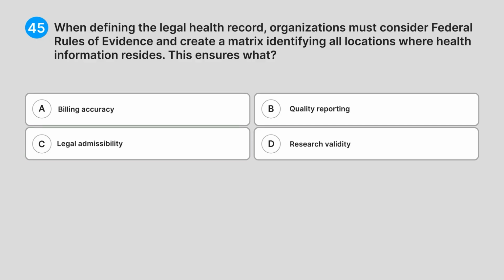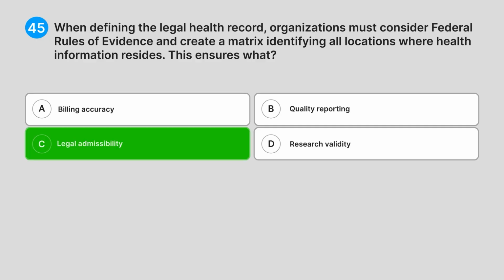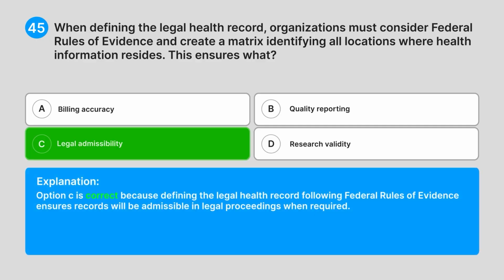Correct answer, C. Legal admissibility. Explanation. Option C is correct because defining the legal health record following federal rules of evidence ensures records will be admissible in legal proceedings when required.